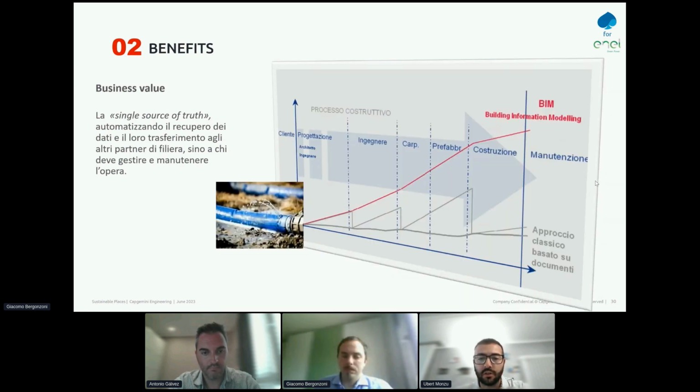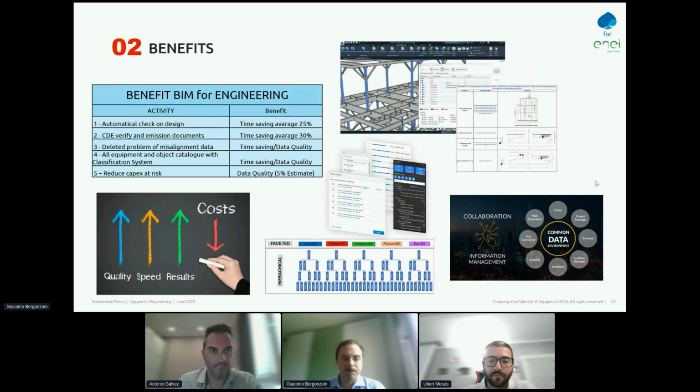One of the most important benefits of the BIM methodology is the single source of truth, automating the recovery of data and their transfer to other supply chain partners up to the final user that must manage and maintain the work. Okay, we can go to the next.